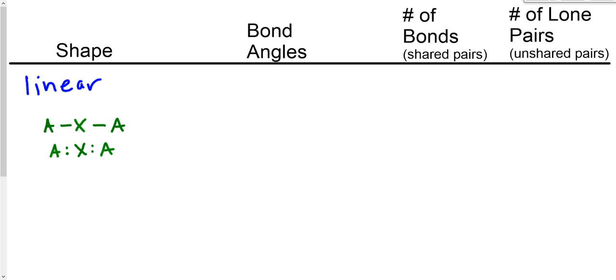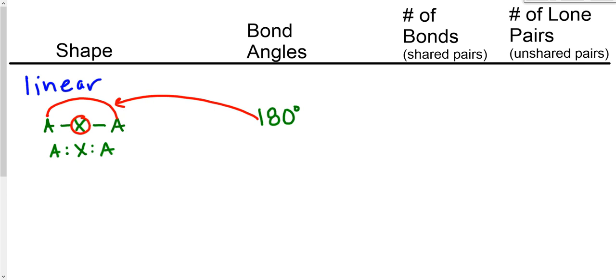So the bond angles for this are 180 degrees, because what I want you to think about is around that central atom, which is the X in this case, right? Here's my central atom. The angle is from one A to another. And you should know that that's half of the circle, which is 180 degrees.